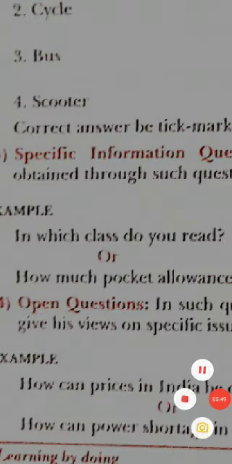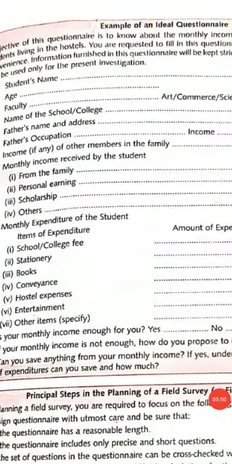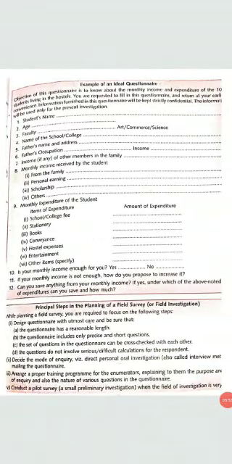So these types of questions are known as open questions, where you are getting suggestions from the respondents on any particular topic. This is one sample questionnaire. The objective of this questionnaire is to know about the monthly income and expenditure of the 10 students living in the hostels. You are requested to fill in this questionnaire and return it at your earliest convenience. Information furnished in this questionnaire will be kept strictly confidential.